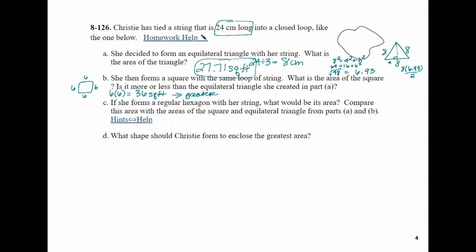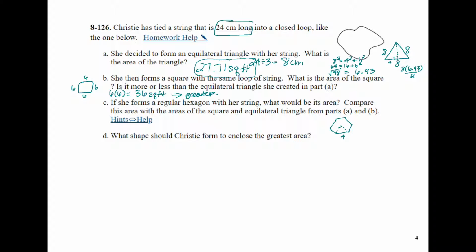If she forms a regular hexagon with her string, what would its area be? Compare this area with the areas of the square and the equilateral triangle from above. So if we create a regular hexagon, a hexagon contains 6 sides. So if we take 24 and divide it by 6, it would give us a base of 4.